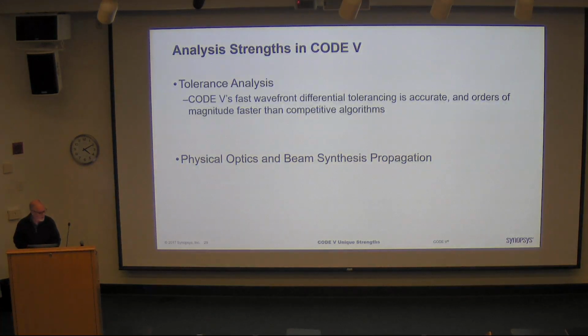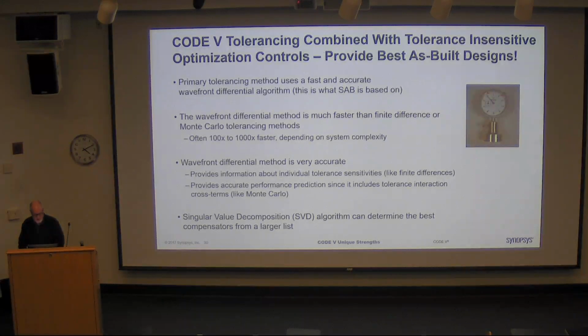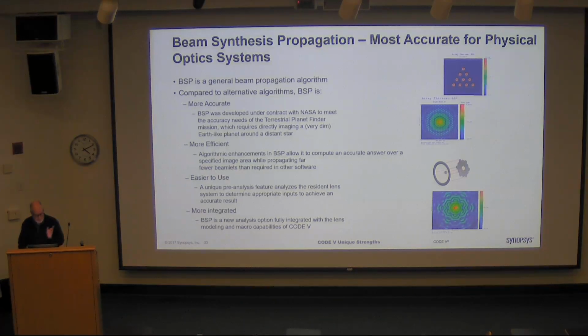I think really what I want to do is a quick demonstration of our tolerancing, and I want to finish up with what I think may be one of the features that you would find most useful too, BSP, beam synthesis propagation, a beam propagator, and then also just a little bit about image simulation. Okay, let me do that. I'm just going to jump to beam synthesis propagation, I think. We have a very fast tolerance, so let me just say that.